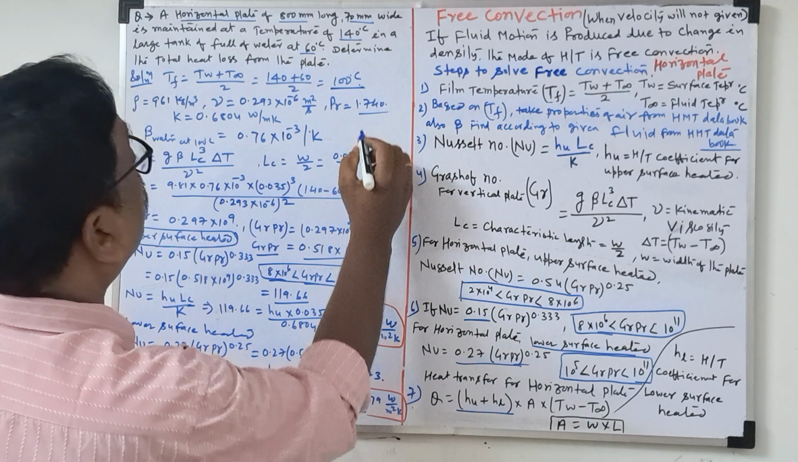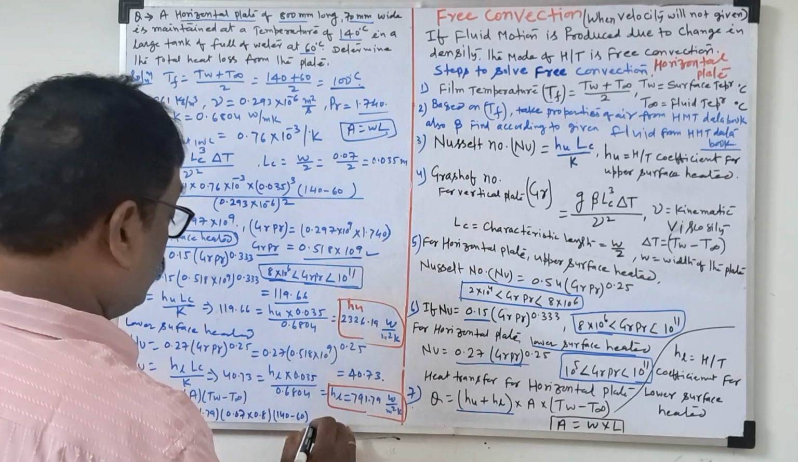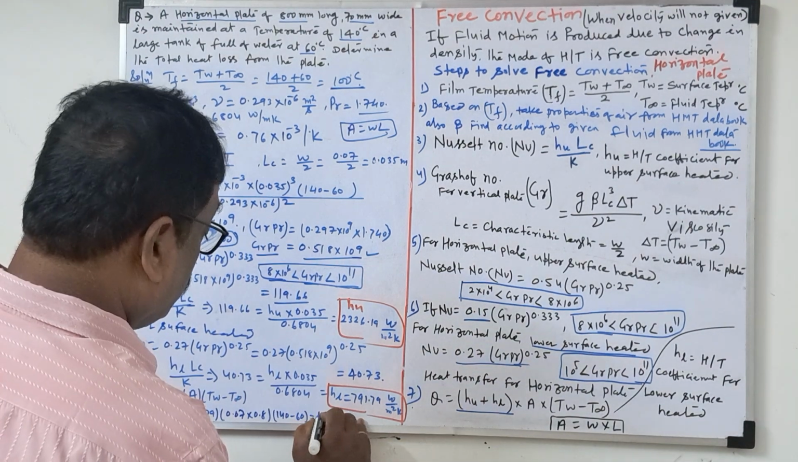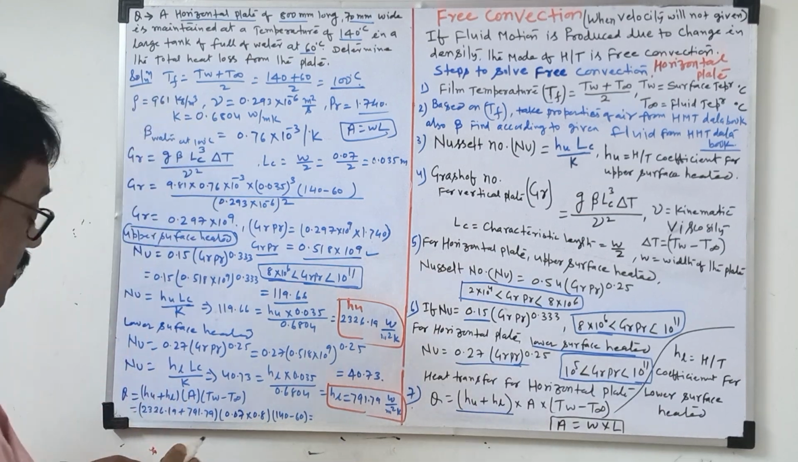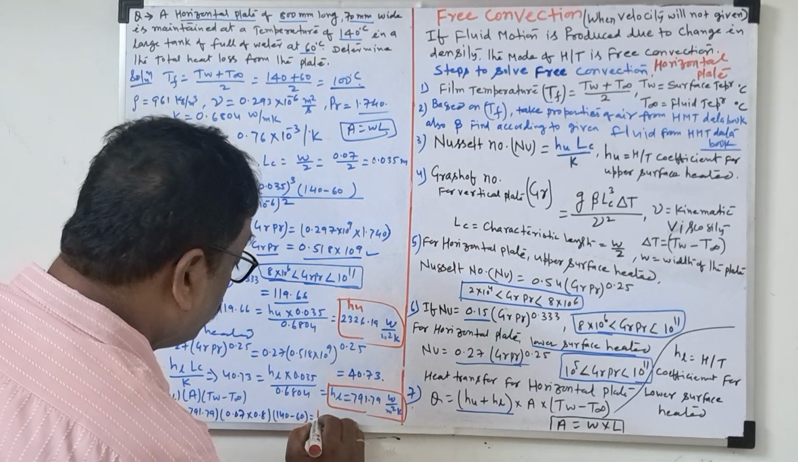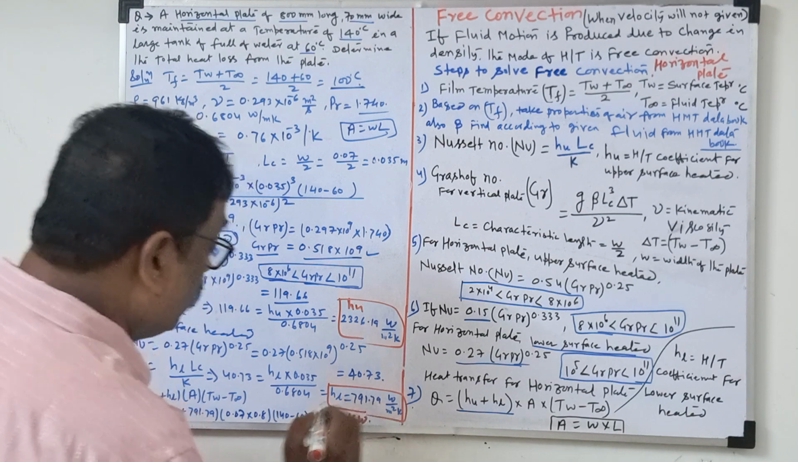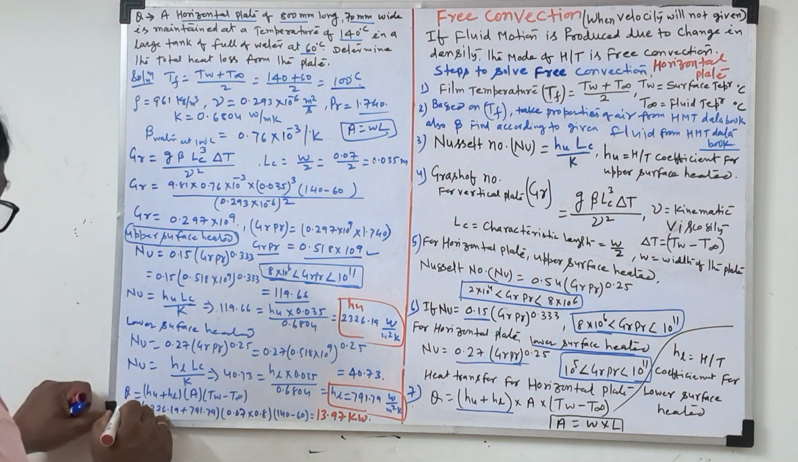Area is equal to W into L. Calculate, so this value is coming 13.97 kilowatt. So the right answer is 13.97 kilowatt. This is the value we are getting for Q.